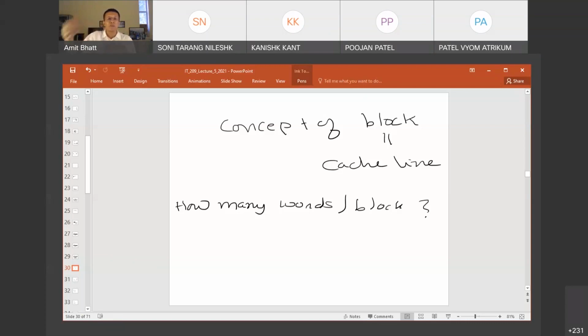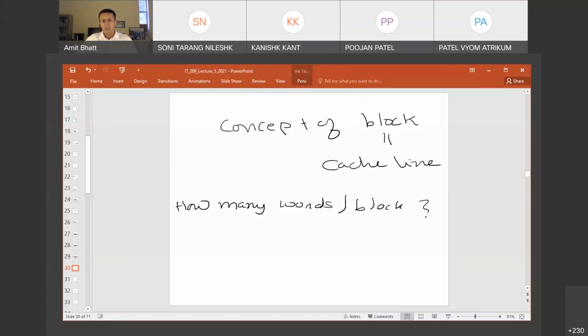Because different people are going to use different things. You are not making your processor only for graphics or only for gaming or only for word processing, right? Your processor should be able to do everything. So we'll see how we statistically decide how many words should be there per block.